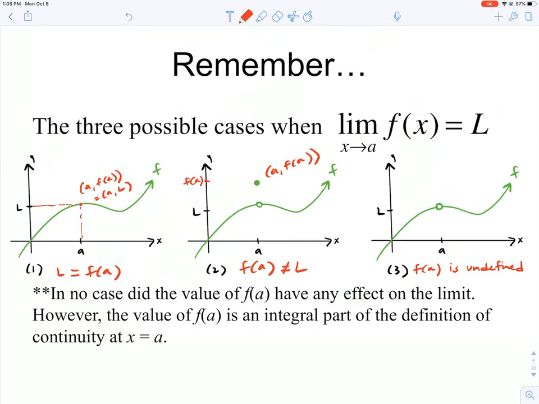So remember, for these 3 cases, when we were talking just limits, in each of these cases the limit exists, but in no case did the value of f of a have any effect on the limit. However, the value of f of a is an integral part of the definition of continuity at x equals a. So now we're talking continuity of a function at a point, and we are going to care what the value of the function evaluated at a is.